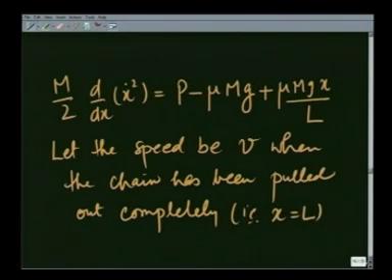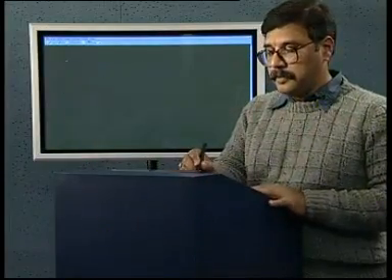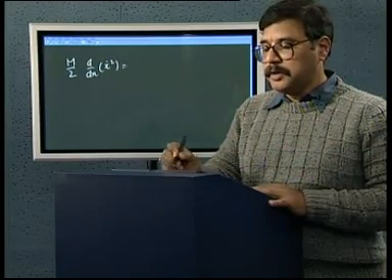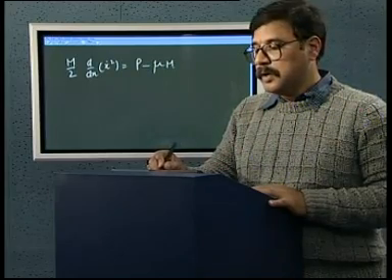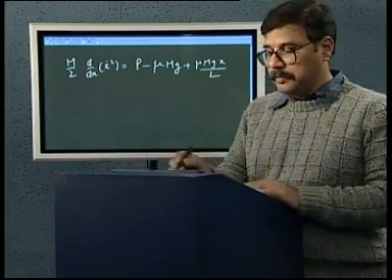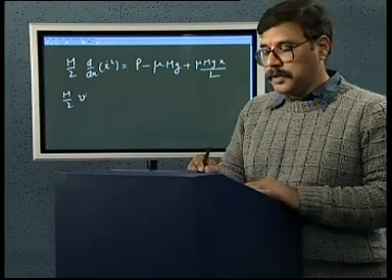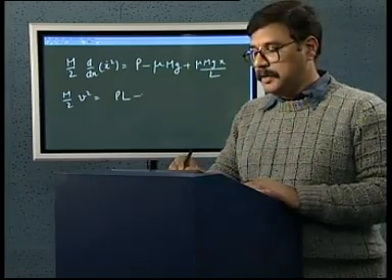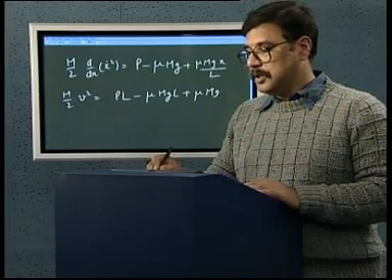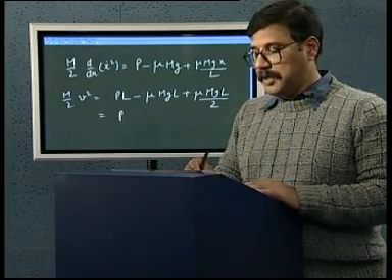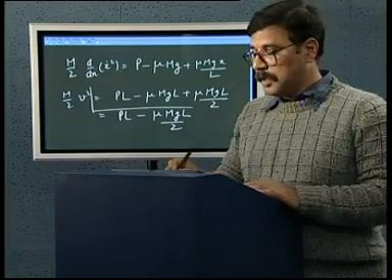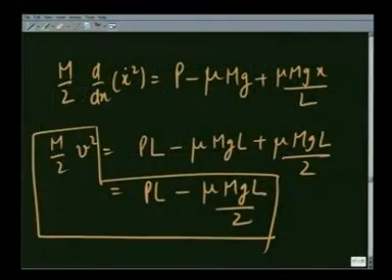So, by integration I get... I am integrating the equation m by 2 d over dx of x dot square equals p minus mu m g plus mu m g x over L. By integration I get m over 2 v square equals p L minus mu m g L plus mu m g L over 2, which is nothing but p L minus mu m g L over 2, and that gives me the speed of the chain after it has been pulled out fully.